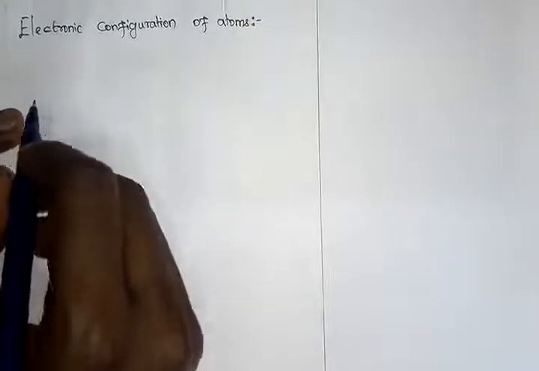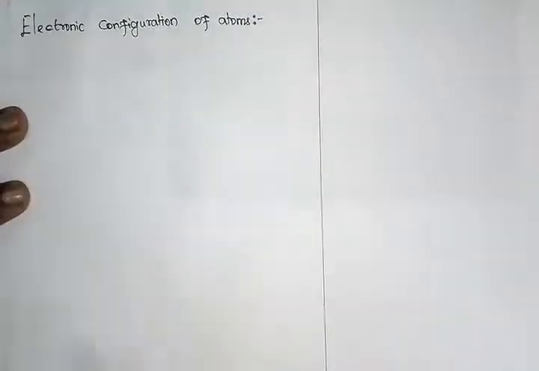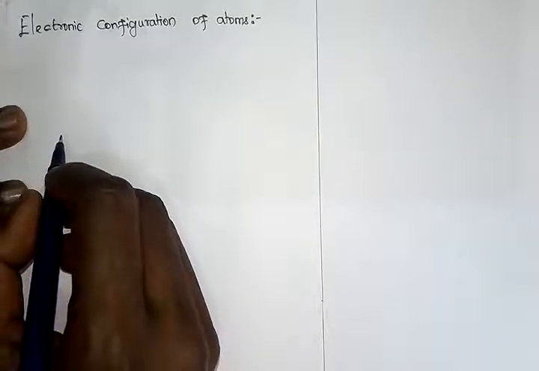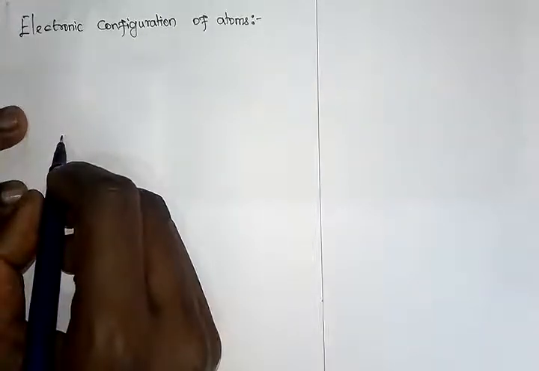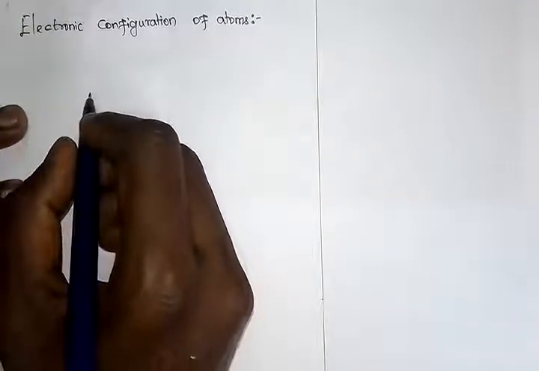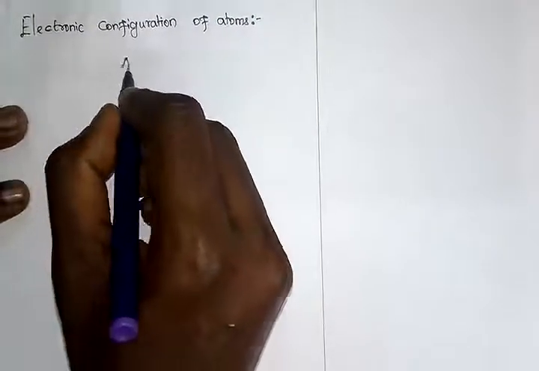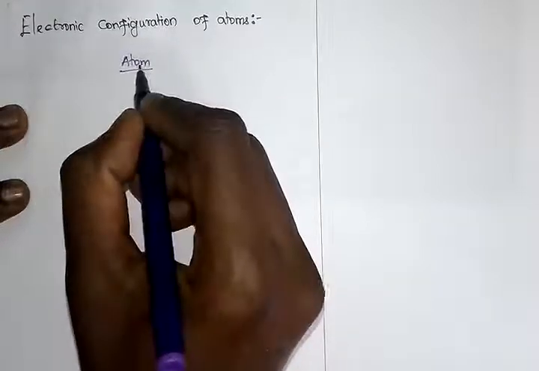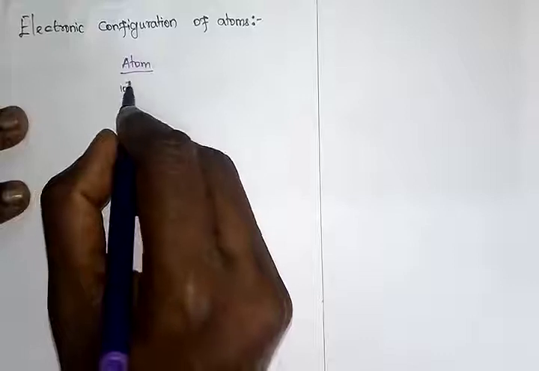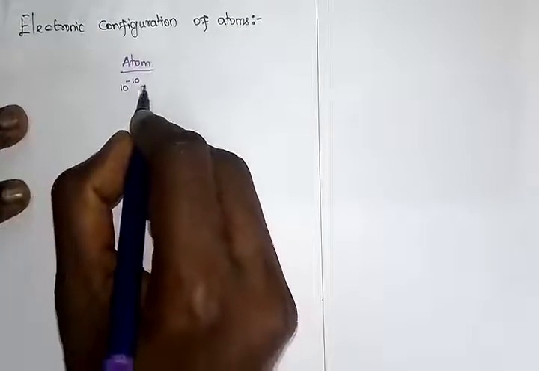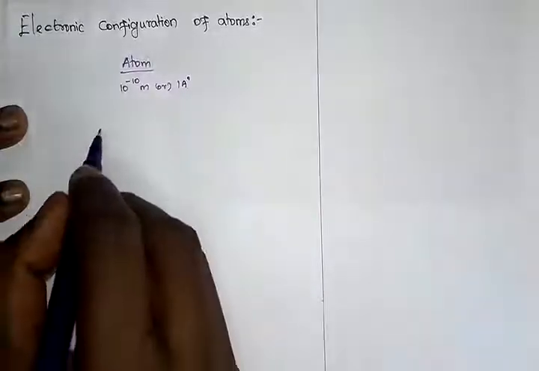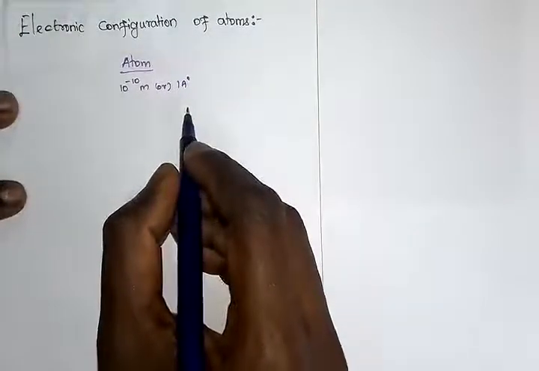Before we go into the electronic configuration, you should at least have some knowledge about an atom. An atom is the very smallest particle of matter, which has a size of around 10 to the power of minus 10 meter or 1 angstrom, which is very small in size.